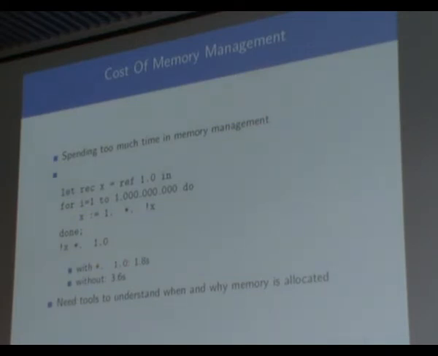Actually, I expected that without adding the multiply by 1 at the end, the values would be unboxed in the for loop, but actually the value x was boxed in the for loop. By adding the multiply by 1, the compiler can see that there is no need to box the value x. So we need some tools to understand when and why memory is allocated.